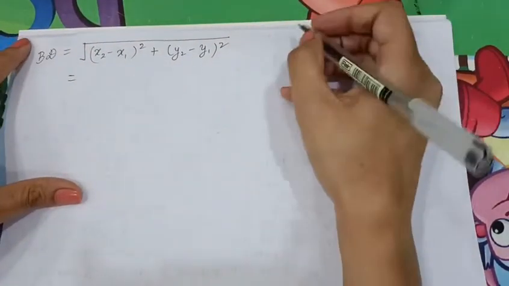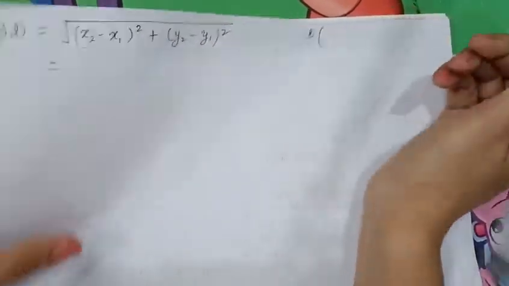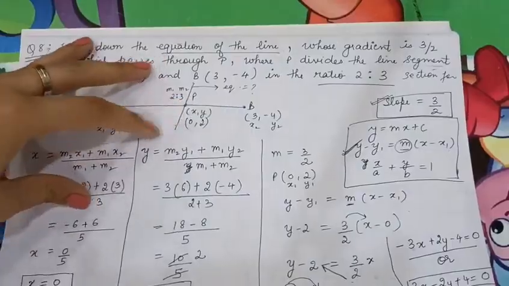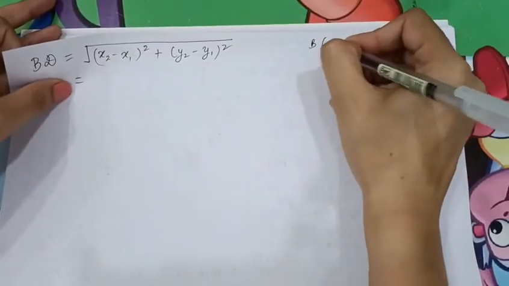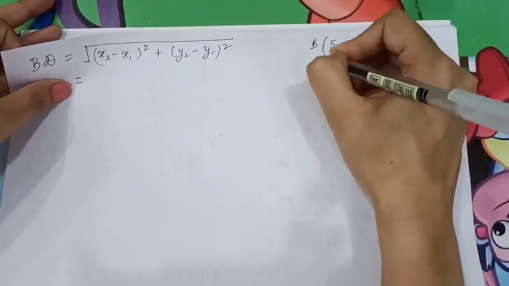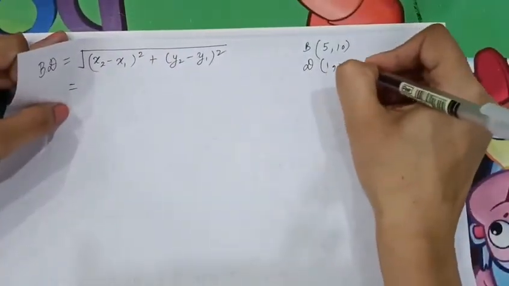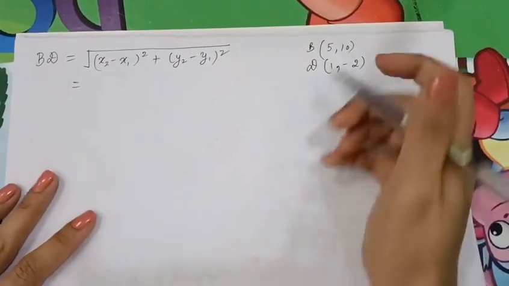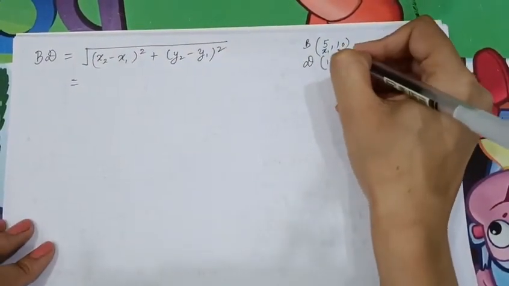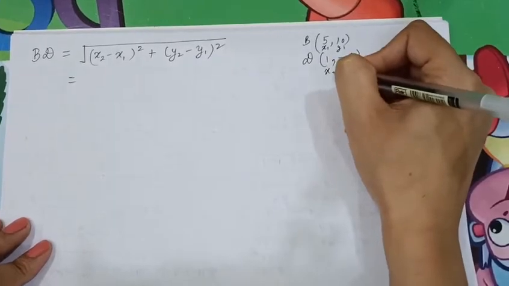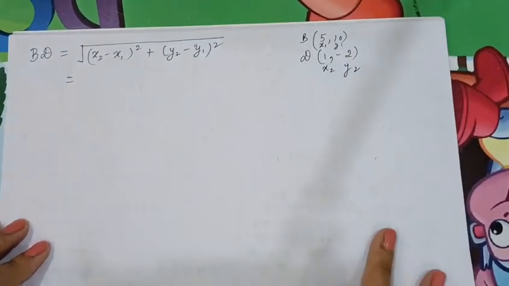The coordinates of B and D we will use here. So B's coordinates are (5, 10) and D's coordinates, which we just found, are (1, minus 2). So B's coordinates I am writing as x1, y1, and D's coordinates as x2, y2.